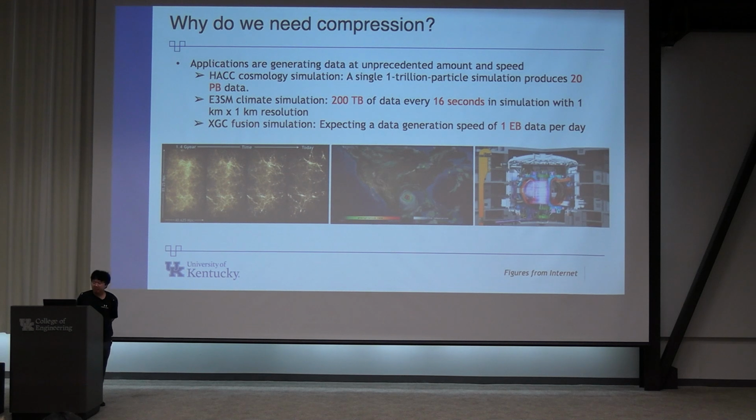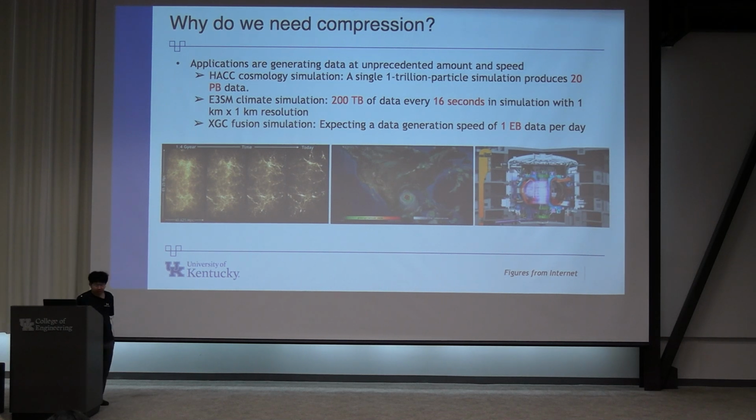As another example, the E3SM climate simulation, which is developed by NCAR, will produce 20 terabytes of data every 16 seconds. The order of the data is several magnitudes lower than the HACC simulation, but its generation speed is extremely fast. Consider the simulation being run for several hours. This again will produce petabytes of data.